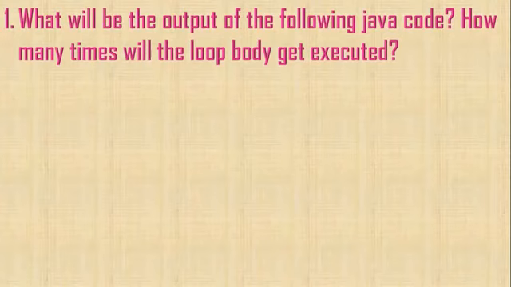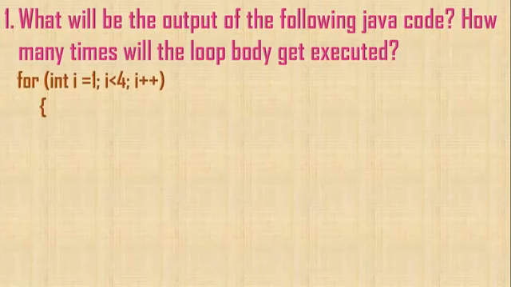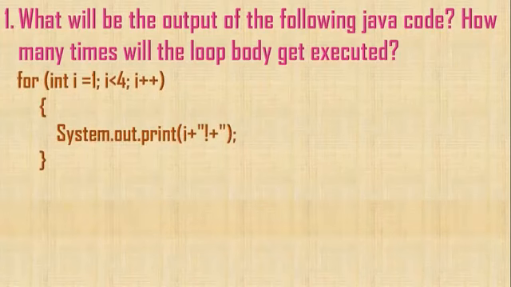First question, what will be the output of the following Java code? How many times will the loop body get executed? So here, i is initialized as 1, i is less than 4, i++. In the body, there is only one printing statement, that is with only print, not println. Then i is given, plus inside the quotation an exclamation mark and plus is given. So both also get printed.